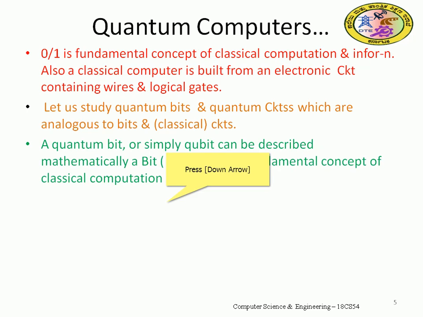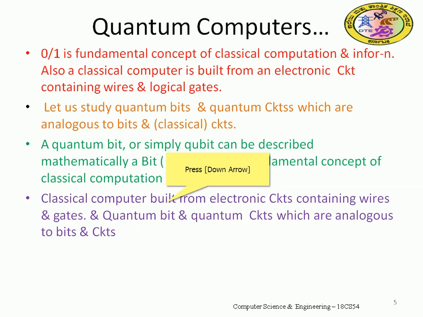Quantum bits are going to be considered, and a simple qubit can be described mathematically. Bit 0 or 1 is the fundamental concept of classical computer circuits and information. These bits play a vital role even in today's fast computers, so we can also consider those bits in quantum computers. Classical computers are built from electronic circuits employing wires and gates, and quantum bits and quantum circuits are analogous to bits and circuits.